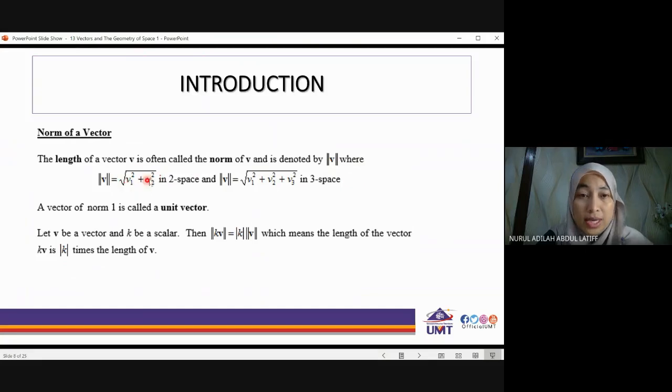Remember student, this is X, Y, Z. Okay, so this is the normal formula to find the length of the vector, or the magnitude of the vector. A vector of norm 1 is called a unit vector. Let V be a vector and K be a scalar. Then the norm of KV is K times the norm of V, which means the length of the vector KV is K times the length of V.